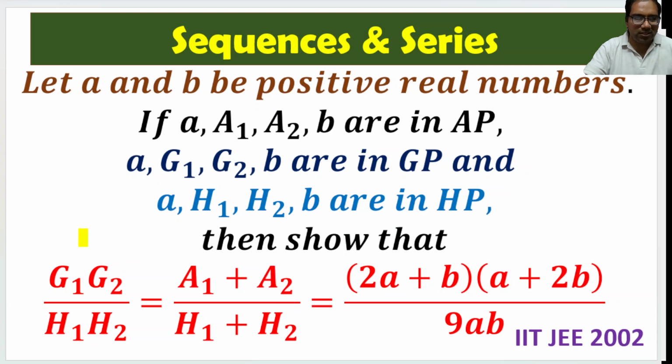So let us first try to get the relation between these A1, A2, G1, G2, H1, H2. Because we are inserting everything between a and b, obviously all six of these can be expressed in terms of a and b. That is what this is about. So let us try to get all of these terms in terms of a and b.